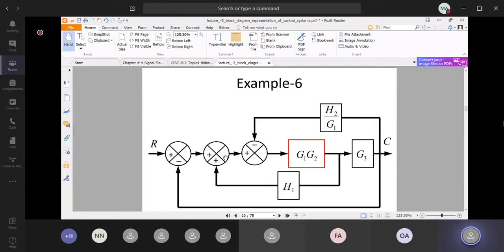Let's look at this one. I just swap between the two summations because I have two summations and no blocks between. I can just swap between the two summations. Okay, now I have this loop. Now go to the previous one. Which one? The previous diagram.